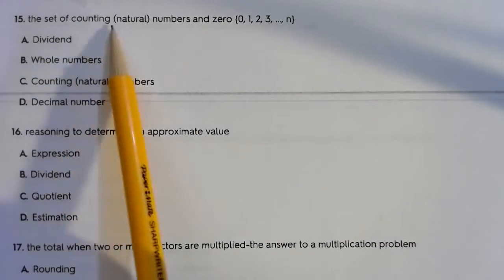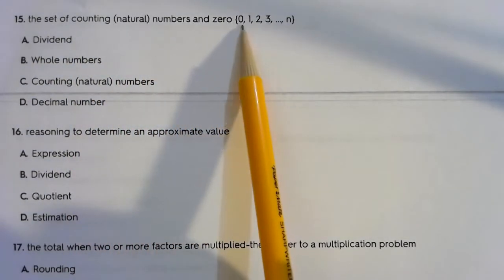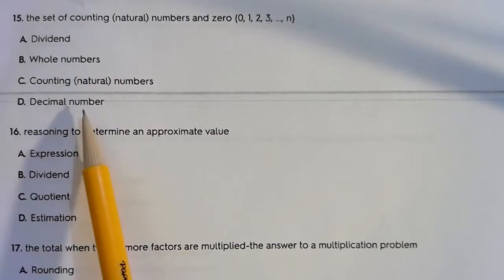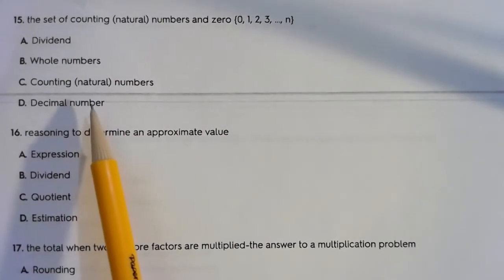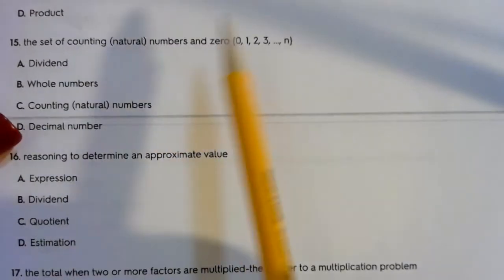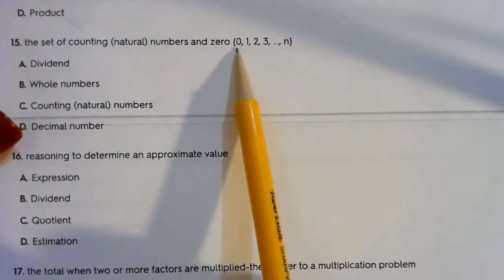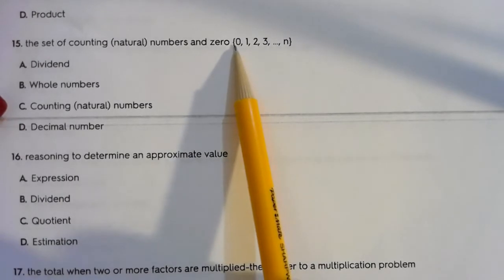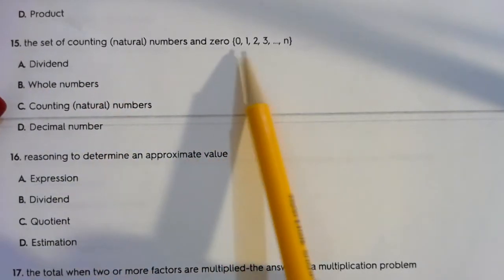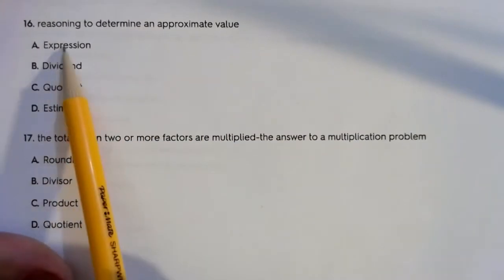The set of counting numbers and zeros, 0, 1, 2, 3, and so on. Dividend, whole numbers, counting numbers, decimal numbers. So think about that, because 0, are we going to count 0, people? Okay, it's the set of counting numbers and zeros. So think about what those would be. We don't count, I have 0 money. We start at 1 when we're counting.